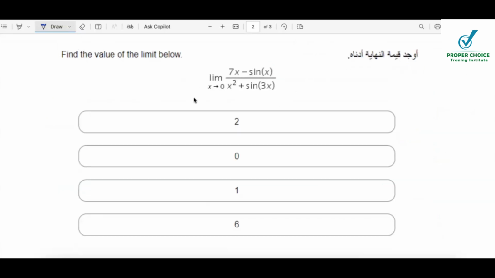Question 2 says, find the value of the limit below. What it's saying: limit x approaches 0, 7x minus sine x divided by x square plus sine 3x.